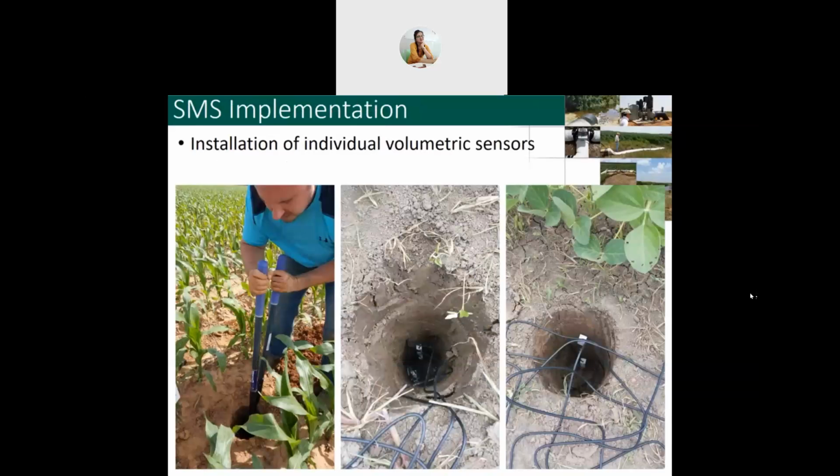So here's an example of an installation of individual volumetric sensors for one of our research studies. We dug a hole with an auger as well as a post hole digger to do the last bit. Then we installed our sensors into the sidewall of the soil. And that was our best way to get undisturbed soil to hopefully measure how water would move through the soil that didn't have a hole dug in it. Because once we fill that hole back in, water will move through it differently than the natural areas of the field. And we were trying to get away from that.